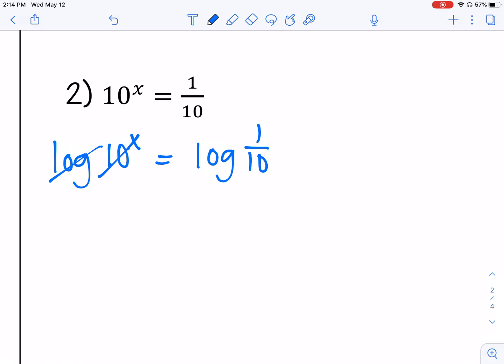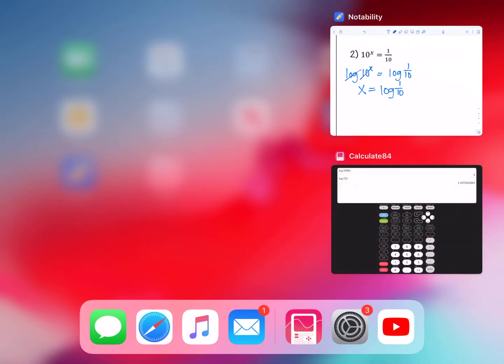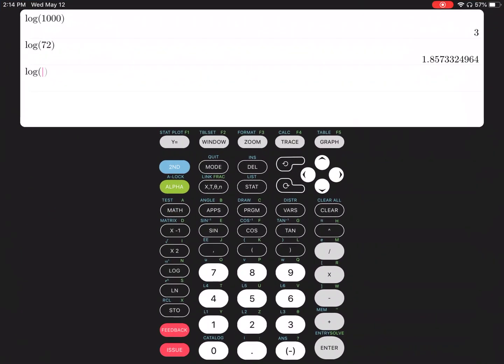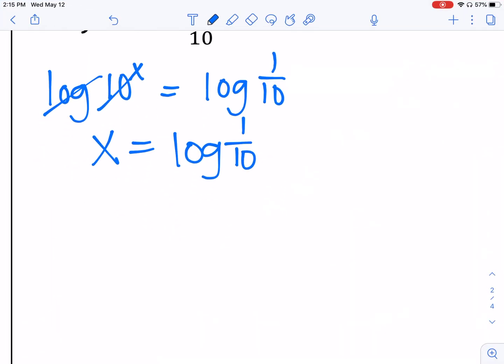This log takes care of the 10. So we have x equaling the log of 1 over 10. Let's check it out. Log of 1 divided by 10 is negative 1, just like we did before.